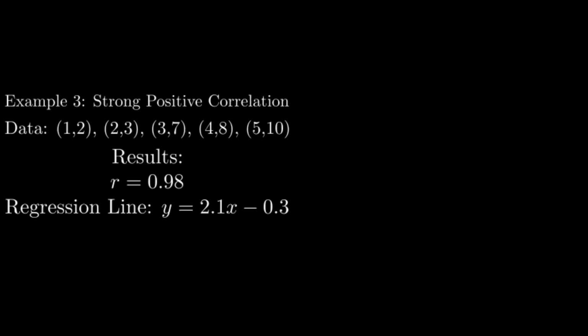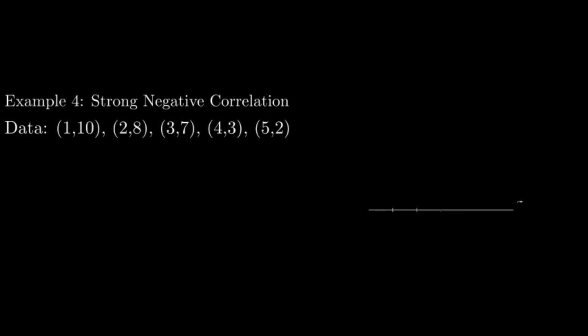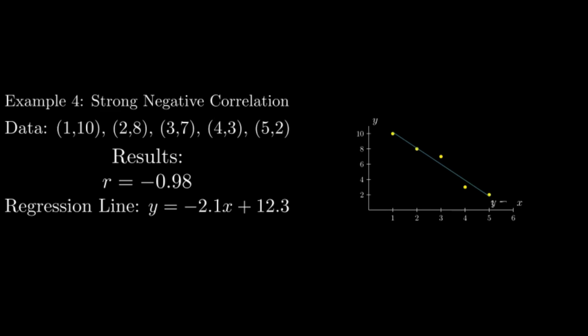Let's see the negative equivalent. Similarly, these points show a clear downward trend, but with some deviation from a perfect line. The correlation coefficient is -0.98, indicating a strong negative correlation. The regression line captures this strong downward trend. By comparing these examples, you can see the difference between a perfect relationship and a strong but imperfect one.